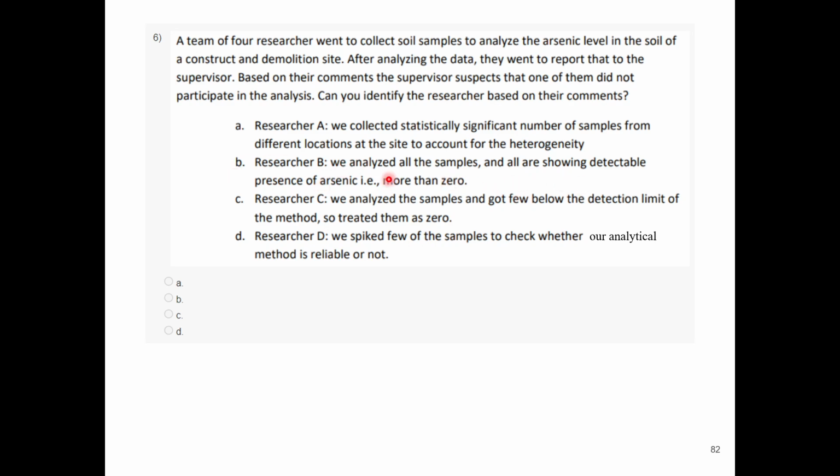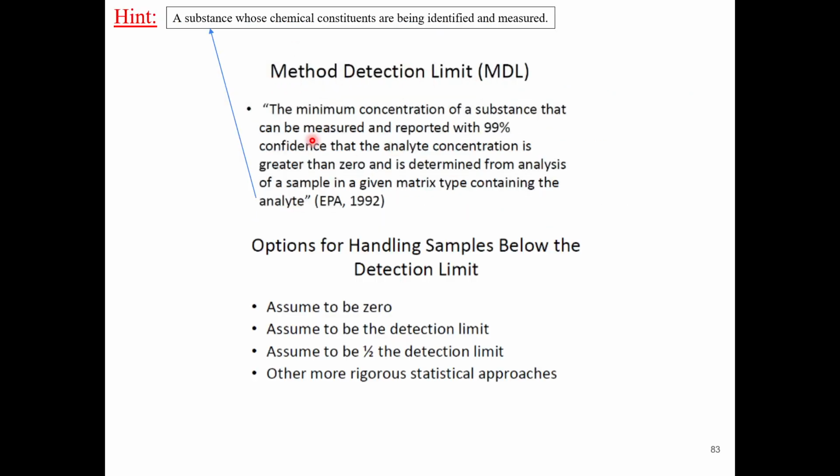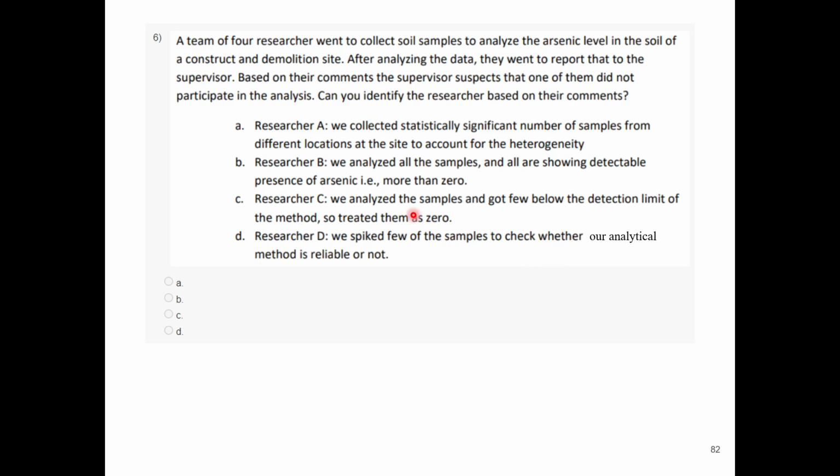This is not a correct statement because if he or she has found detectable presence of arsenic, that means it should be more than the detection limit, not zero. That is also mentioned in this one, method detection limit: the minimum concentration of substance that can be measured and reported with 99% confidence that the analyte concentration is greater than zero, determined from analysis of a sample in a given matrix type containing the analyte. So if it is detectable presence, it should be more than the detection limit, not zero.